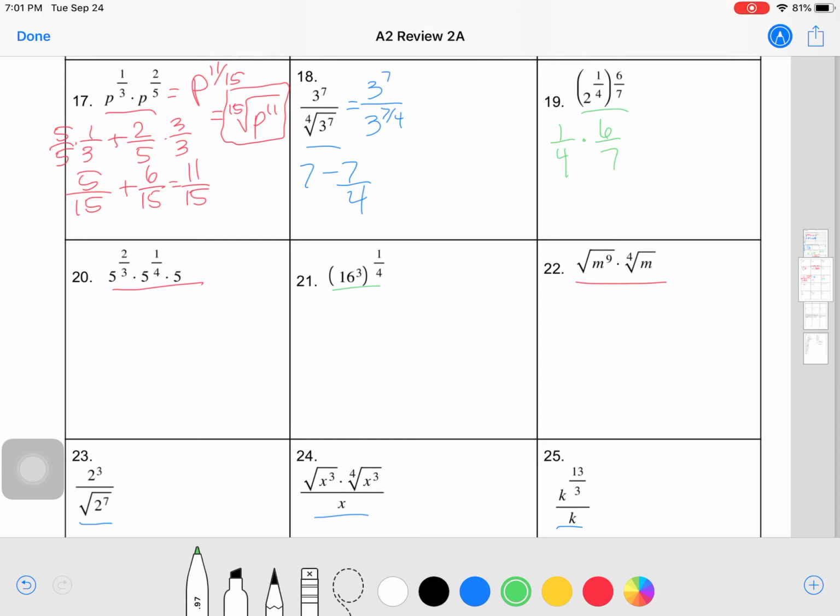One like 19 where you multiply, remember you multiply just straight across. So this is going to be 1 times 6 is 6, over 4 times 7 is 28. Do simplify your fraction, so a 2 goes into both of those. This is 3 over 14.